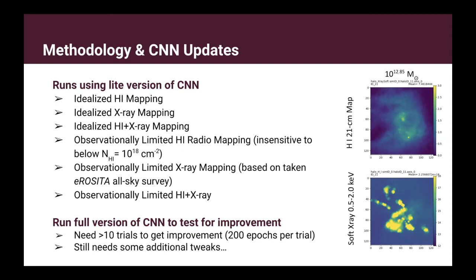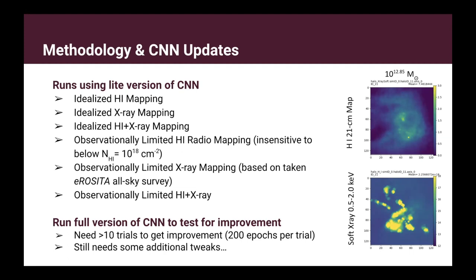We're looking at idealized H1 mapping, X-ray mapping, and then combining those two together. Then we're introducing observational limits for H1 radio mapping, observationally limiting X-ray mapping based on the eROSITA all-sky survey limits. And then we're combining those for an observationally limited H1 and X-ray prediction or inference on the parameters that we'll get to on the next slide.